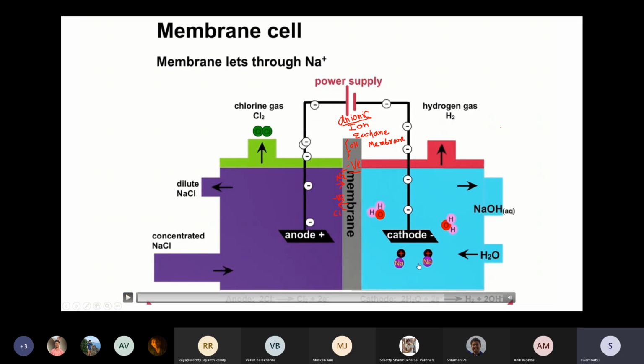So here, whatever Na+ ions come, with the help of the electrons received from the anode side, the reduction of water is happening. Here, water breaks down into OH- ions and hydrogen, and the OH- ions and Na+ ions join together and form NaOH. Whatever hydrogen is formed here will be taken out. So with the help of this membrane electrolysis process, we're able to get NaOH, chlorine gas, and hydrogen gas from the salt solution.